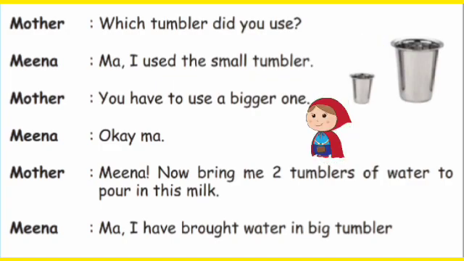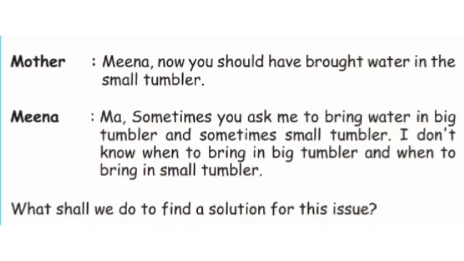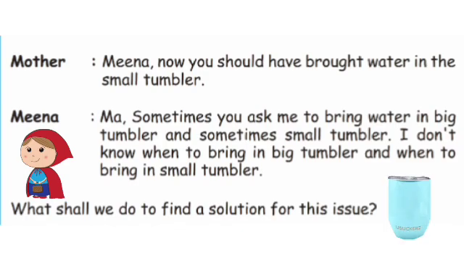Meena: Okay, ma. Mother: Meena, now bring me 2 tumblers of water to pour in this milk. Meena: Ma, I have brought water in the big tumbler. Mother: Meena, now you should have brought water in the small tumbler. Meena: Ma, sometimes you ask me to bring water in the big tumbler and sometimes the small tumbler. I don't know when to bring in the big tumbler and when to bring in the small tumbler.